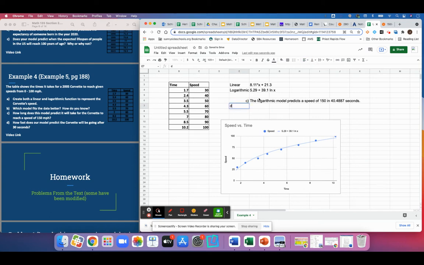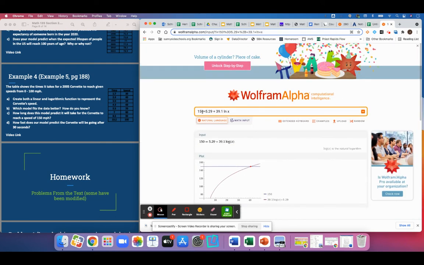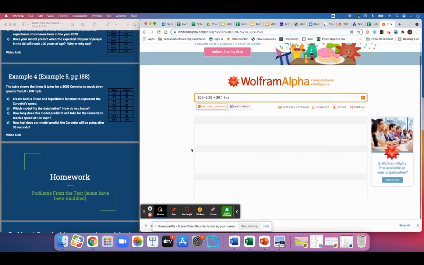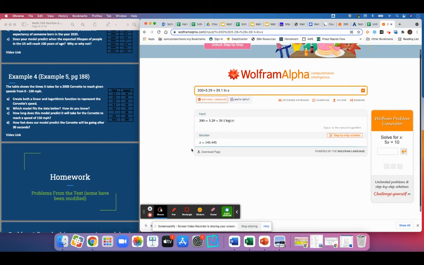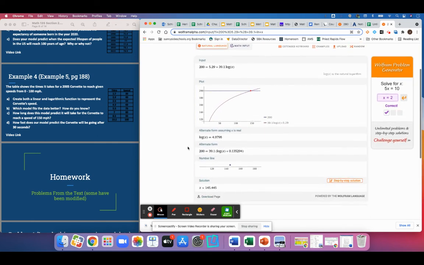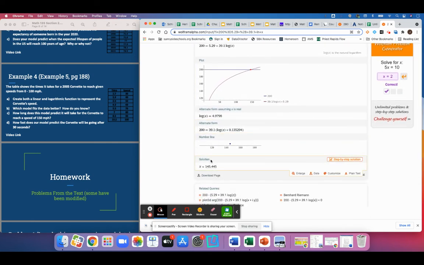And lastly, we've got part D here, everyone. How fast does your model predict the Corvette will be going after 30 seconds? And before we do that, I'm going to see if this model predicts the Corvette will ever reach 200. In the case that it's not, we would get imaginary numbers. It looks like it is saying it could get to 200 in 145 seconds.